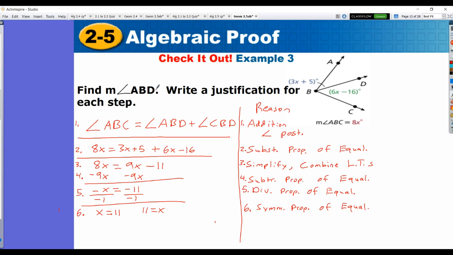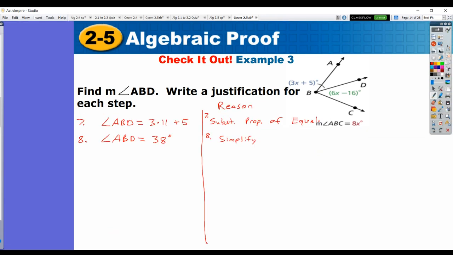Now we've got one more thing to do. We have to find out what ABD is. So we're going to take one more step here. We're going to say angle ABD is going to equal, and I'm going to substitute my answer for x. I'm going to take 11 and put it in here for x. So I'm going to go 3 times 11 plus 5. When I do that, there we go. That's what we got for that part.